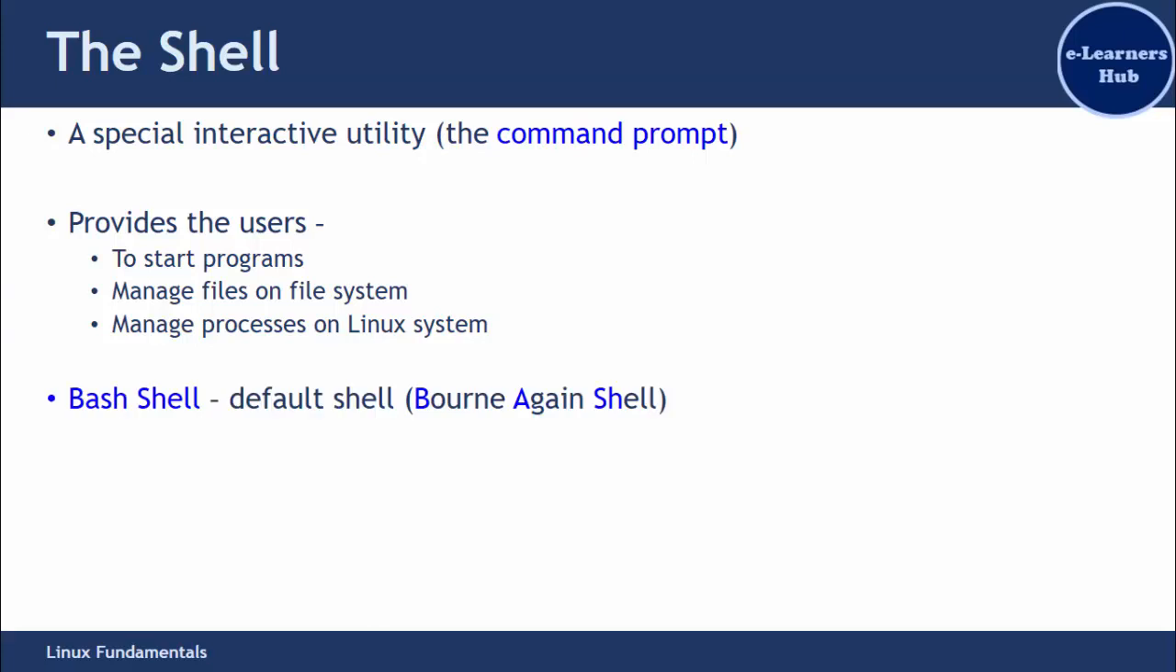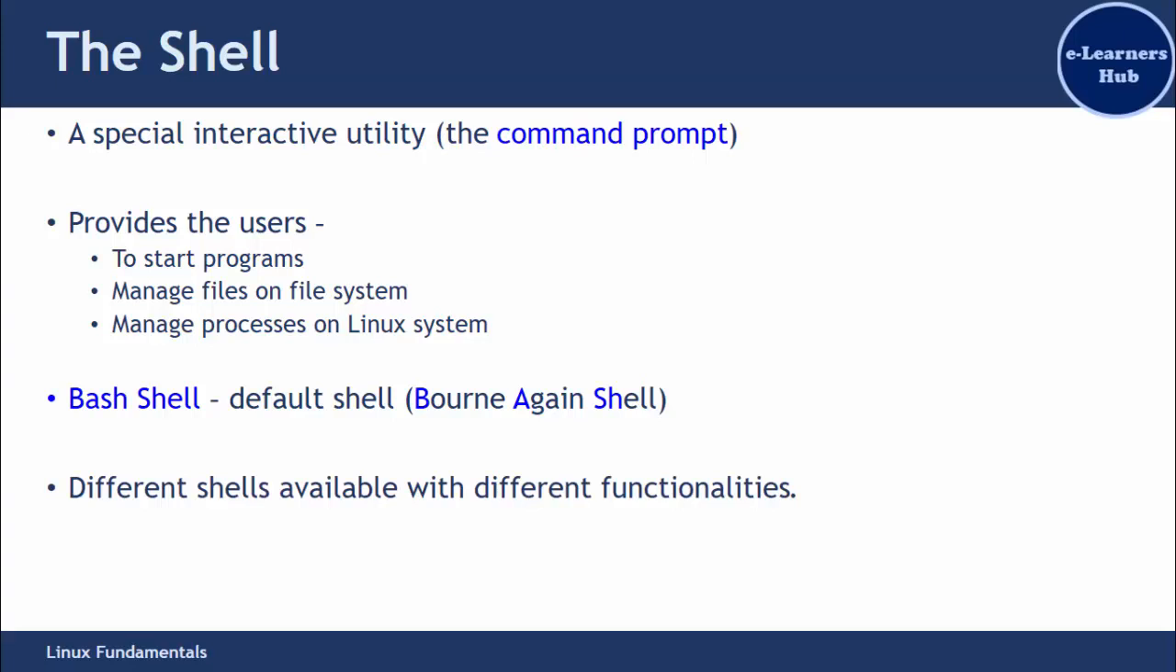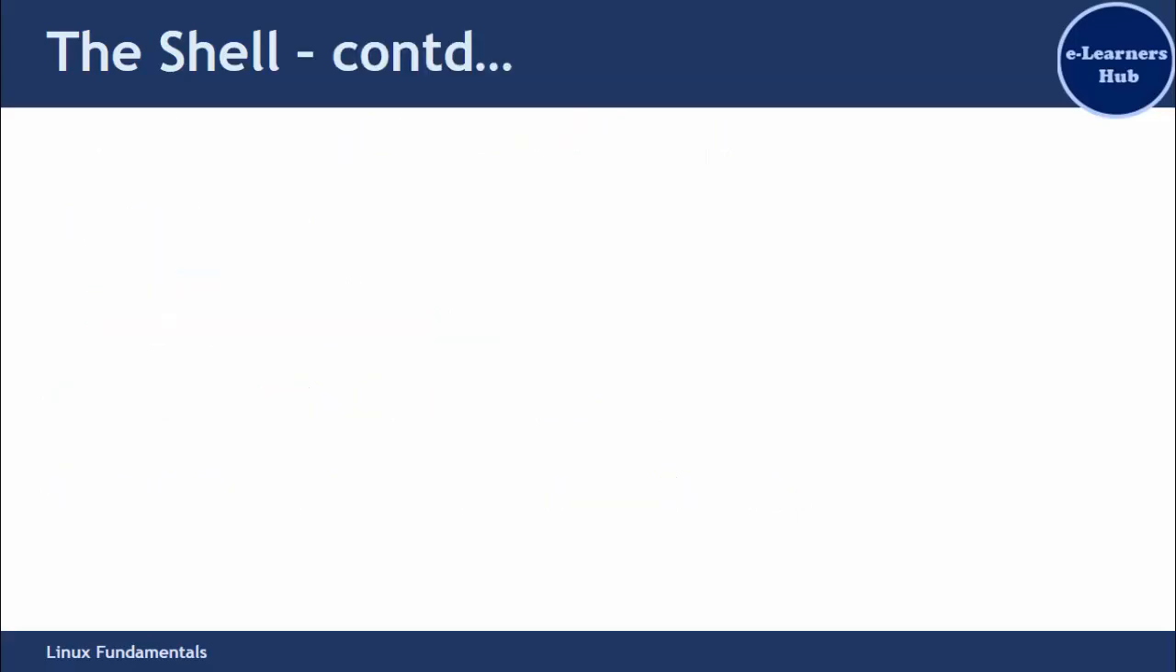The default shell that you see in Linux is the bash shell. The bash shell is the one that comes by default with the Linux operating system. Bash is also known as Bourne Again shell. There are many different shells available in the market that you can use as per your choice. It depends on the user what he is seeking and how he is going to use the shell.